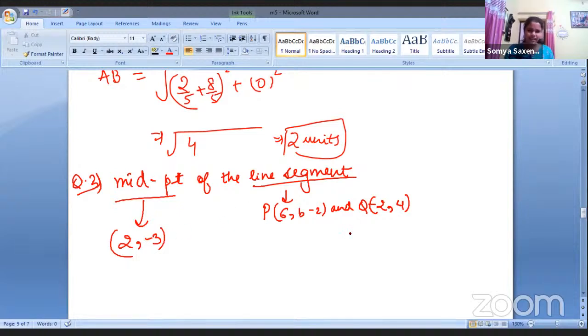Let us take it R, because we already have P and Q, so let us take it R. So this particular midpoint is R. Find the value of B. P we have, Q we have, midpoint we have. We just have to find the value of B, which is the only unknown. Just find it. Tell me the answer.